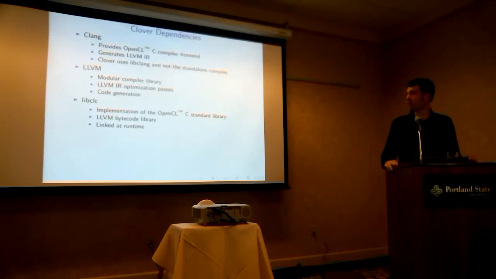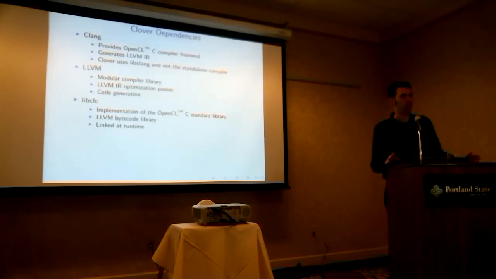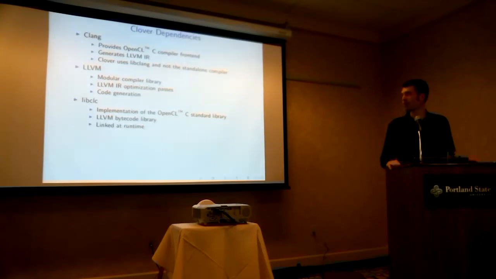And the final thing is libclc, which is an implementation of the OpenCL C standard library. It's sort of like glibc for OpenCL. It's written all in OpenCL C, and it compiles down to an LLVM bytecode library. And so that library is linked at runtime with the kernels that you compile using Clover and Clang.